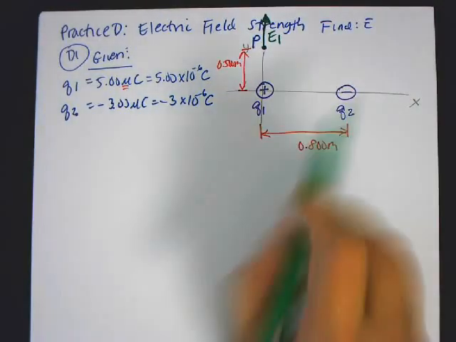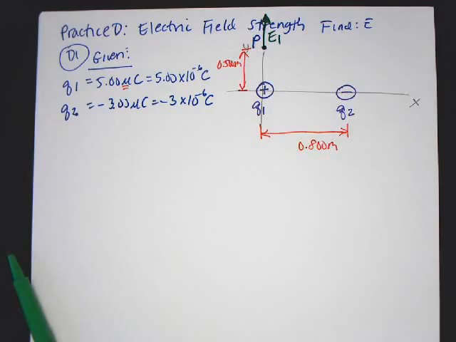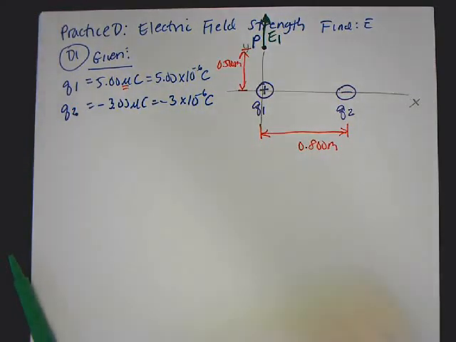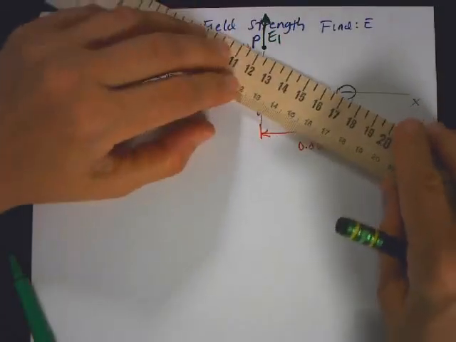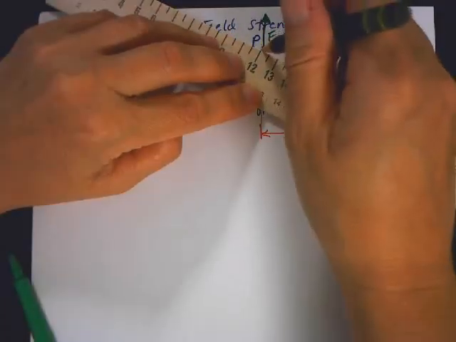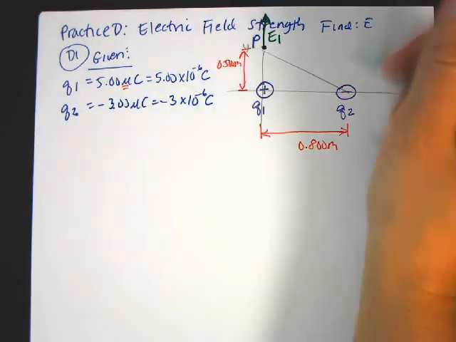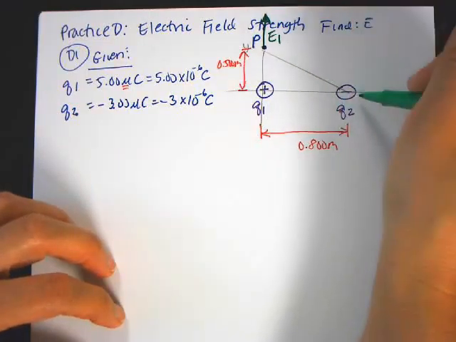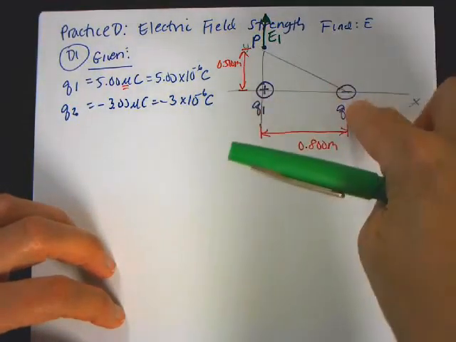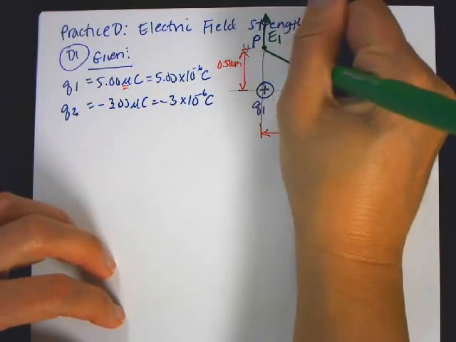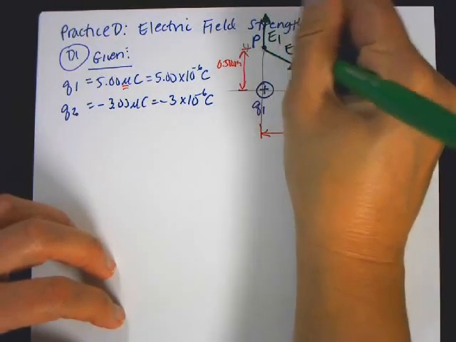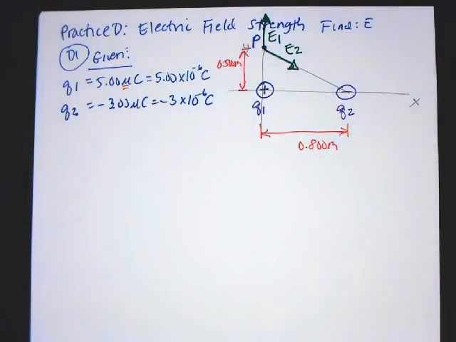Now, when I'm looking at the electric field that exists between these two, the electric field for this one always is going to go into the negative. Remember, it's out of positive and into the negative, so it's going to go like this. So this is E2. Now I have my direction.